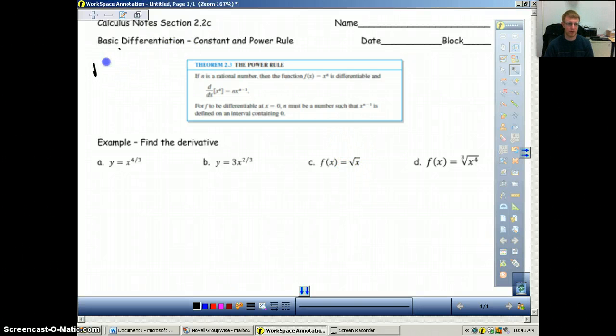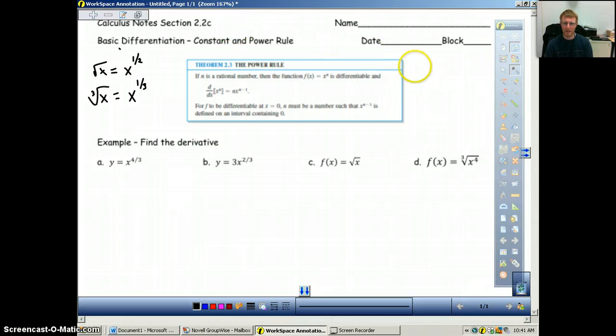So if I give you, say, the square root of x, that's the same thing as saying x to the 1/2. If I give you the third root of x, that's the same thing as saying x to the 1/3. So essentially, the bottom of the fraction will always be determined by what root you're taking. The top of the fraction will always be determined by what the power is.